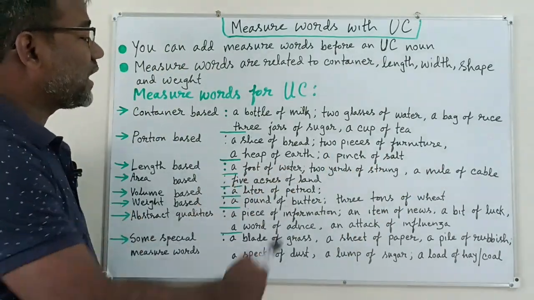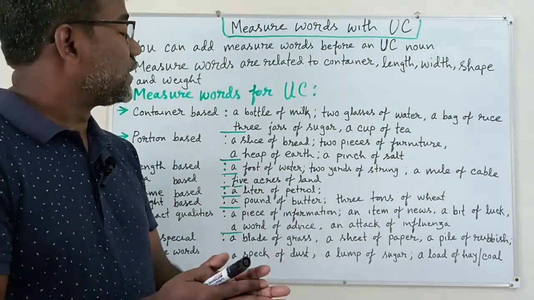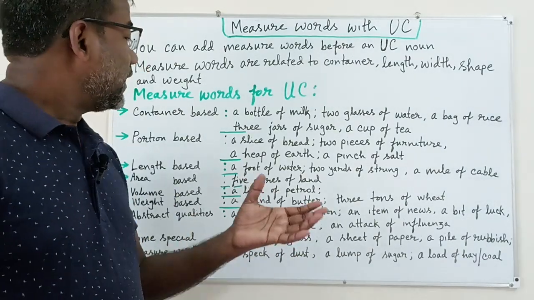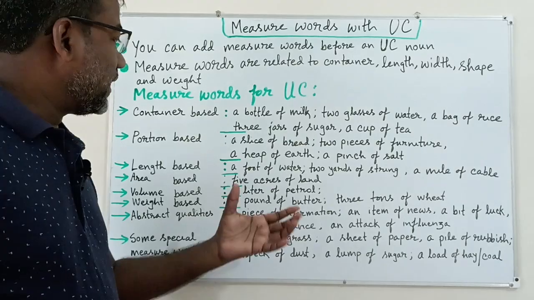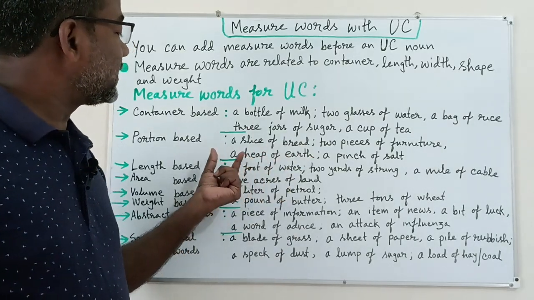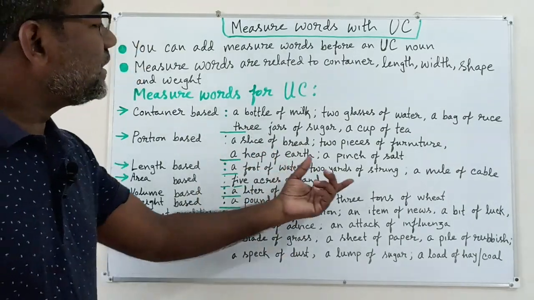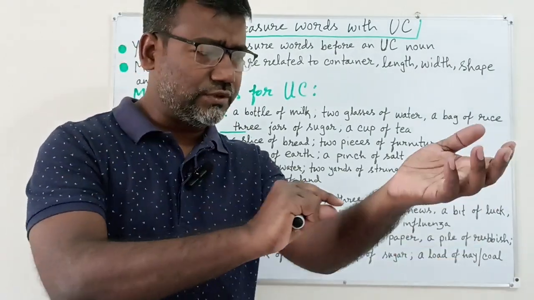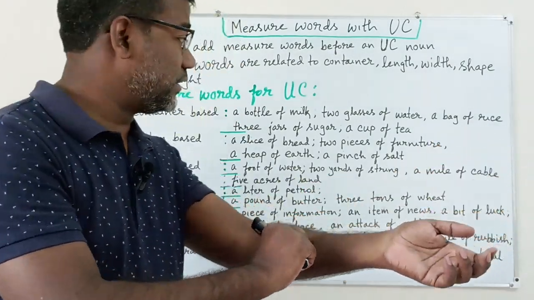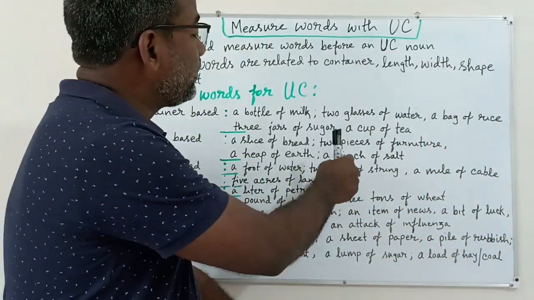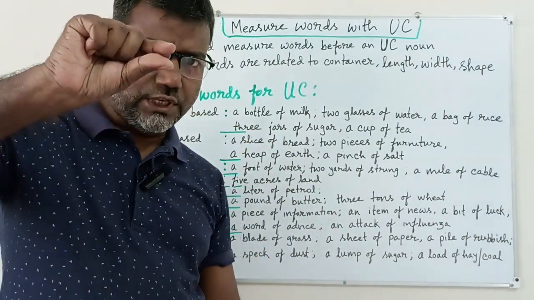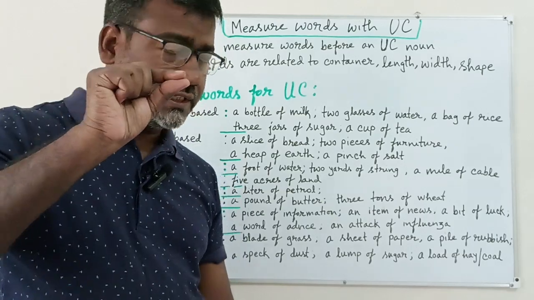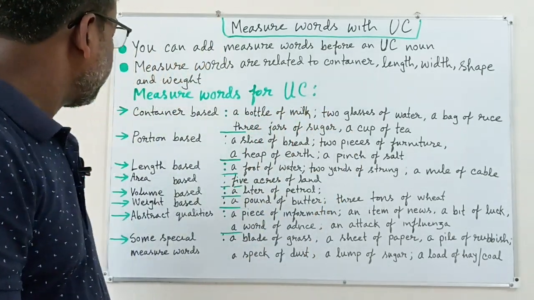For example, bed, closet, wardrobe, sofa, chair, table, these are countable, but furniture itself is an uncountable noun. So you can say a piece of furniture or an item of furniture. Okay. A heap of earth. Earth is something like clay or sand, and a heap is a large pile. So a large pile of earth, that is a heap of earth. A pinch of salt. You can pinch someone's skin or your skin. That is a pinch, and when you take some salt between your fingers, that is called a pinch of salt.